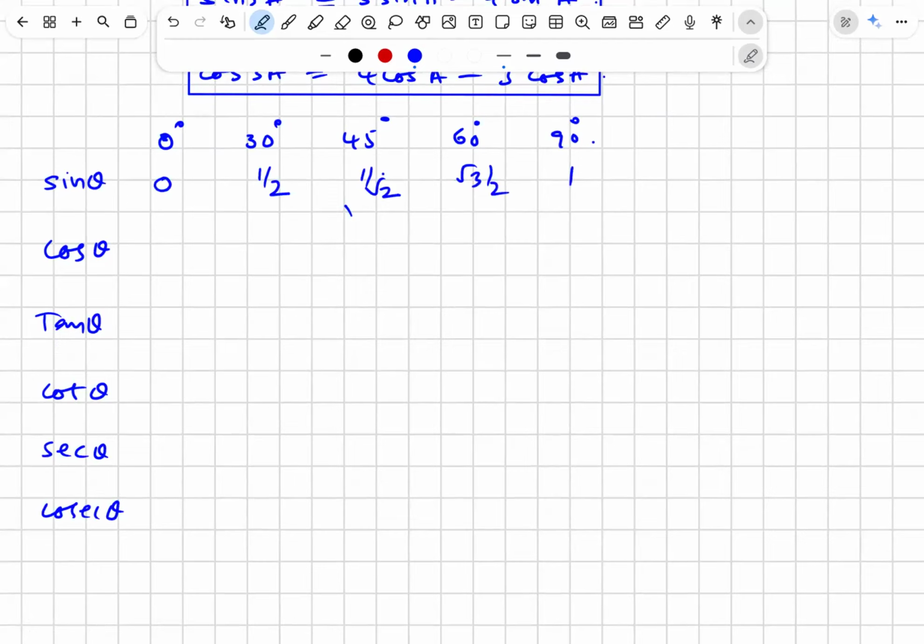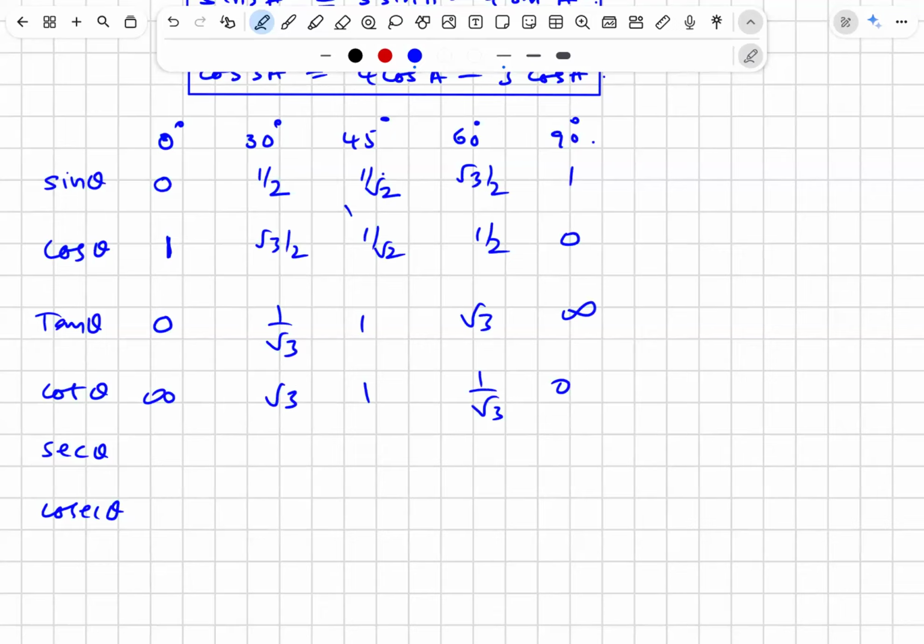Cos theta. What is cos theta? Cos 0 is 1, root 3 by 2, 1 by root 2, 1 by 2, 0. Tan theta: 0, 1 by root 3, 1, root 3, infinite. Reverse for cot: infinite, root 3, 1, 1 by root 3, 0.